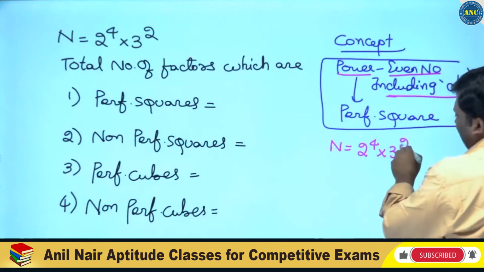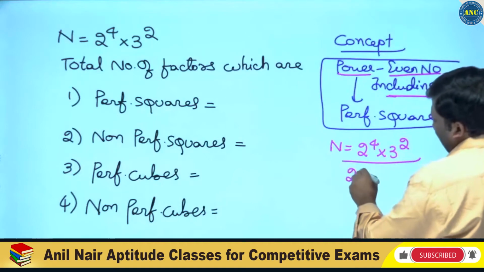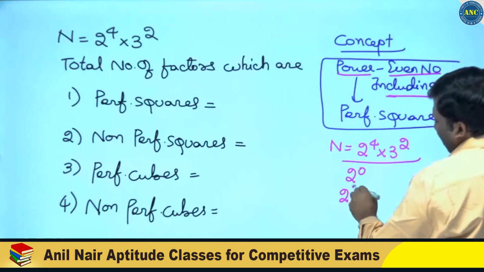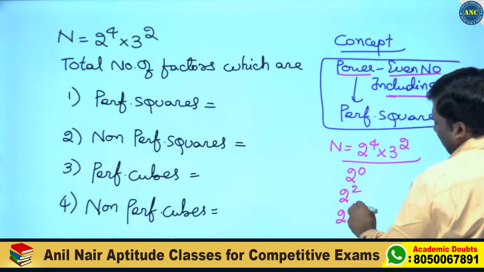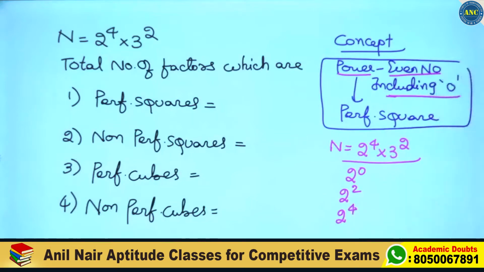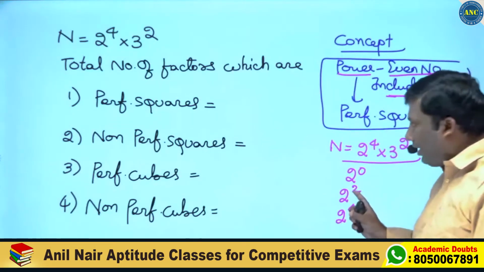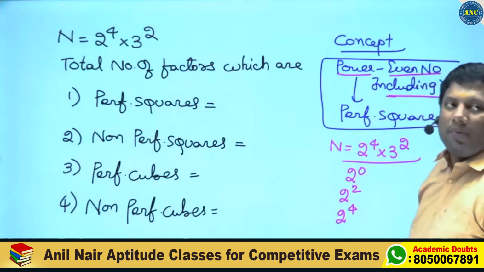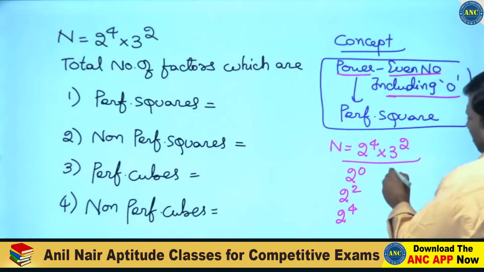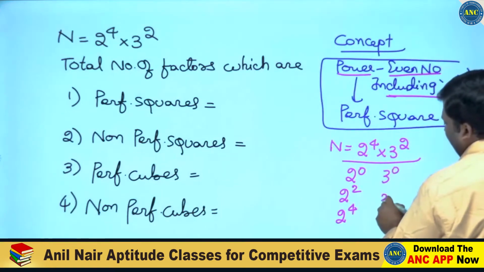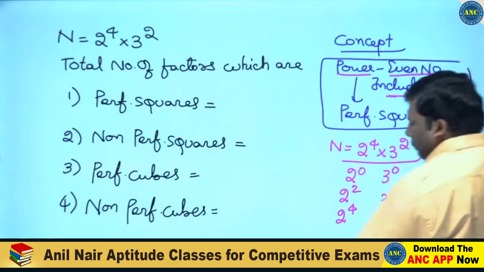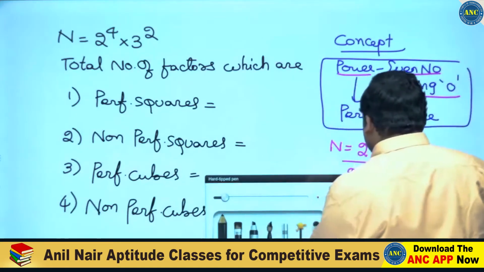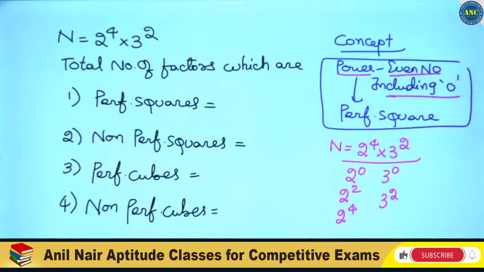Now listen carefully. Power should be an even number. 2 power 0, 2 power 2, 2 power 4. Are you all with me? I cannot take 2 power 1 and 2 power 3 because power should be an even number, including 0. For 3, it is 3 power 0 and 3 power 2.